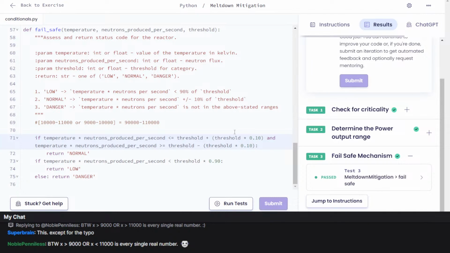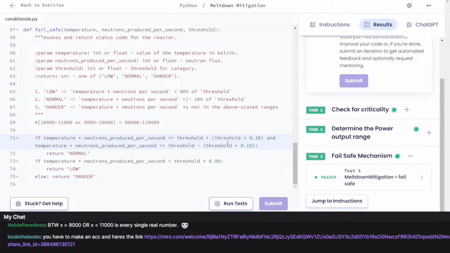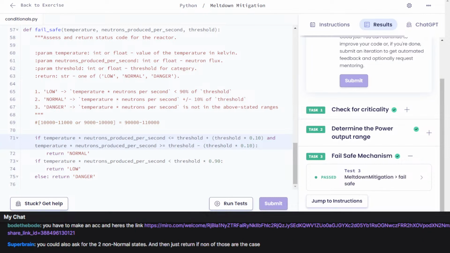Damn. Is that what I did? But here I did threshold minus, so I said is x... Oh yeah. Oh crap, you're right. Damn it. Is x greater than 9,000? Or x less than... Wait, did I ask is x less than or equal to 11,000? Less than 11,000. Oh no, oh yeah. Bodefi Bode says you have to make an account, and erase the link. Yeah, you're right.